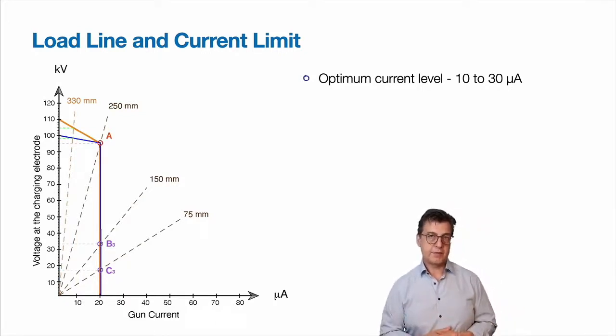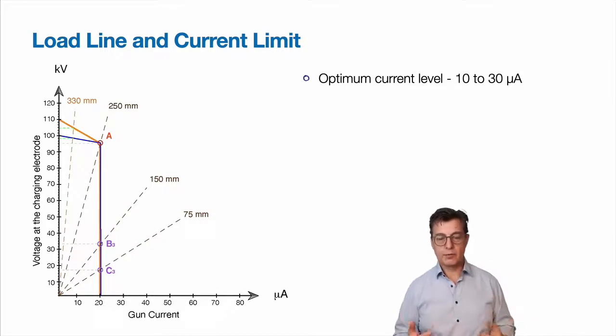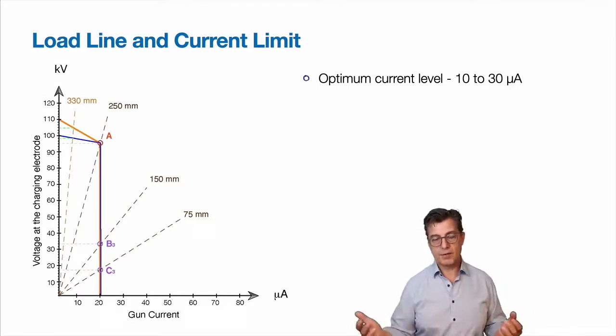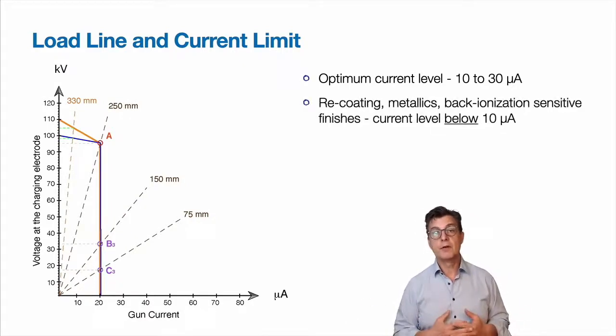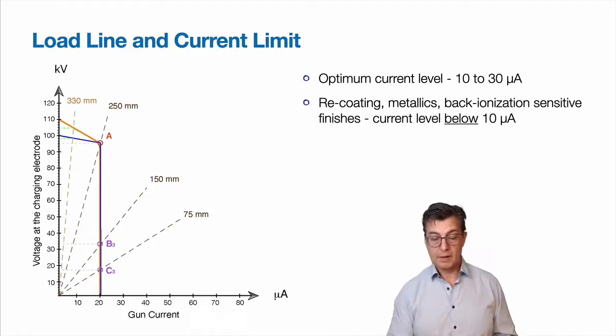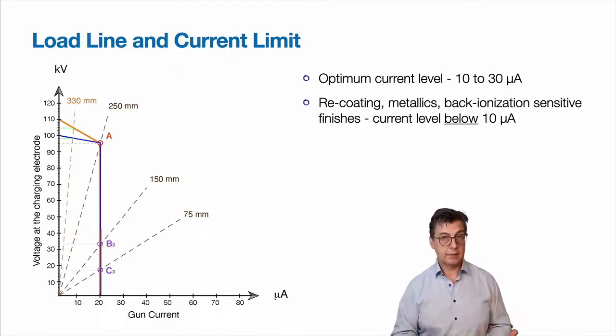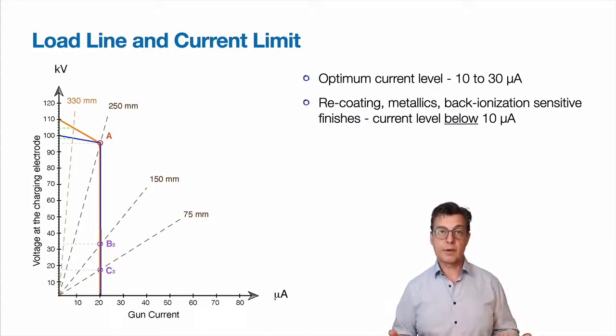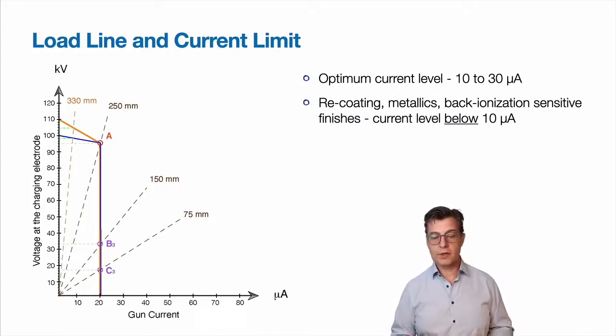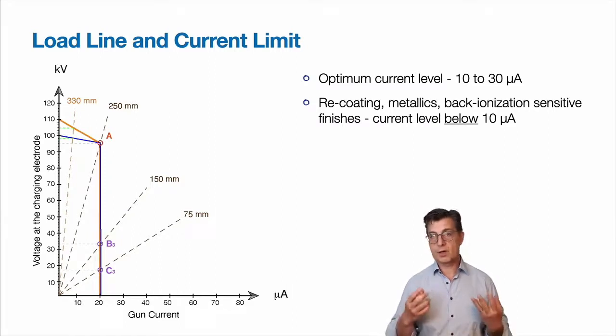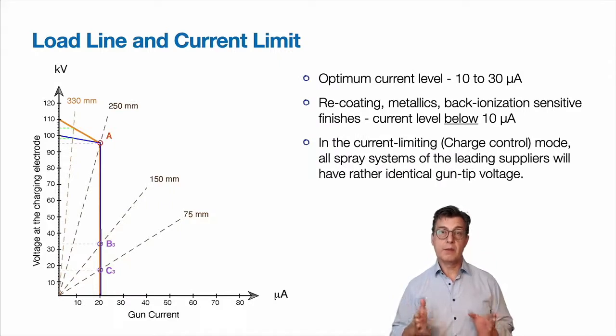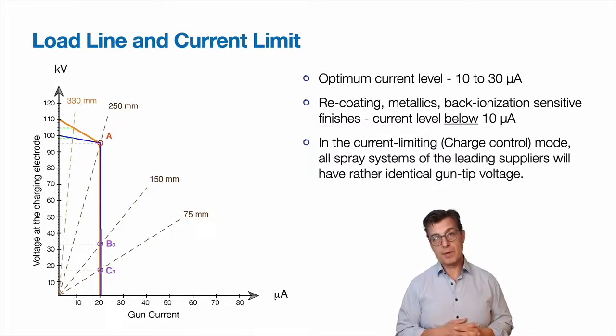Historically, over the past 40 years, it has been shown that the optimum current level and the optimum charge is anywhere between 10 and 30 microamps for a vast majority of powder coating applications. When dealing with multi-layer applications, recoating, working with some dry blended metallics or special finishes, or with finishes which are highly sensitive to the development of back ionization, a current level below 10 microamps can be recommended.